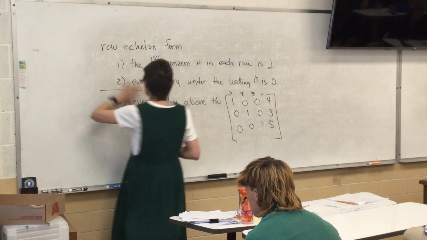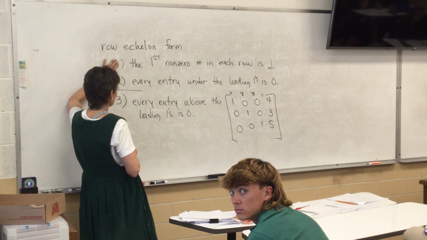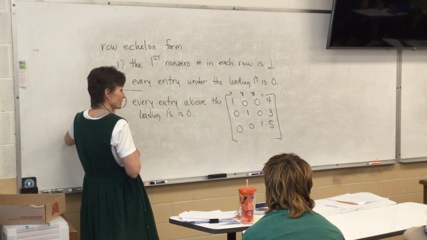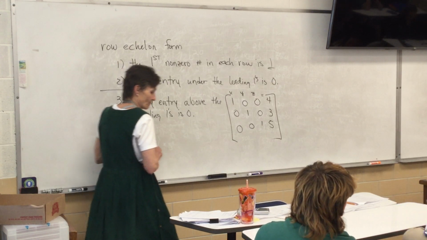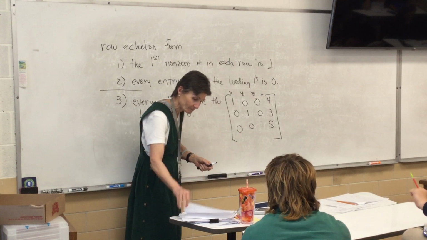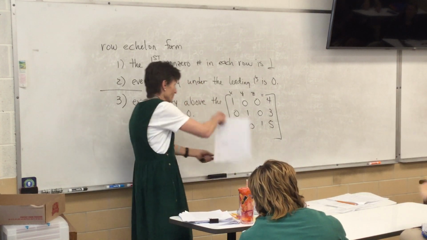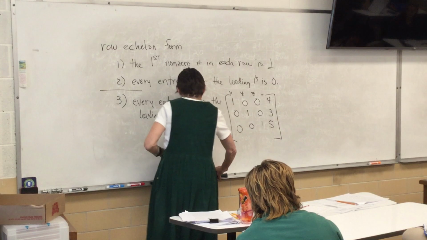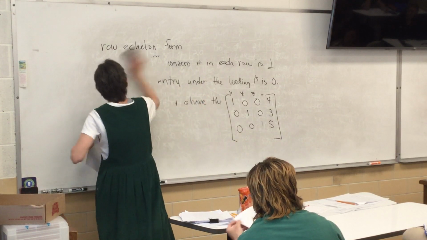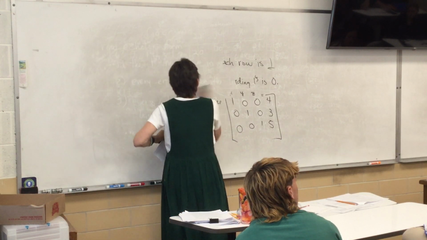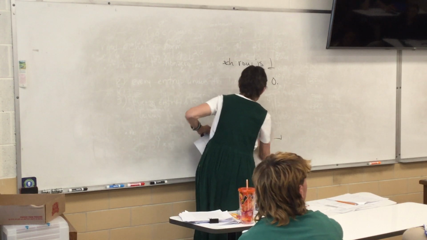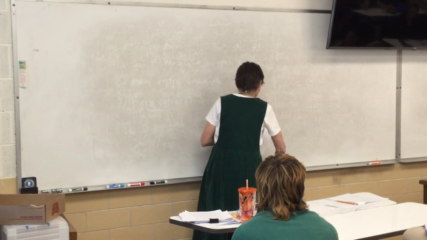And then this is the definition. 1 and 2 are row echelon form. 1, 2, and 3 altogether make reduced row echelon form. Okay. Boy, how are we going to do this? Well, we're going to use what are called the elementary row operations.